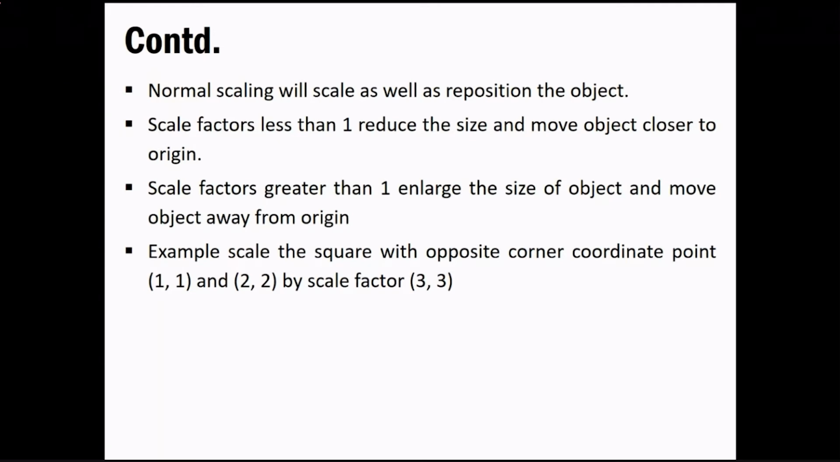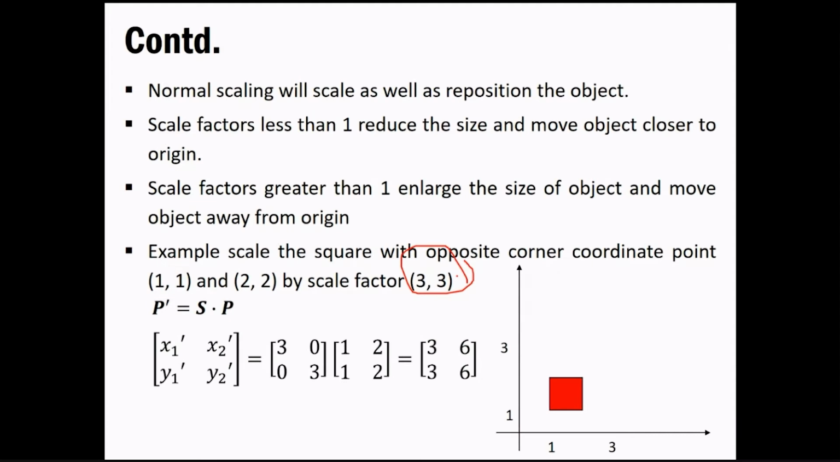Here it says: scale the square with opposite corner coordinates (1,1) and (2,2) by scale factor 3, 3. The scale factor is given to us, that is sx = 3 and sy = 3, so we just need to multiply it in our example. That is, the matrix [3 0; 0 3] from the previous equation, multiplied by the coordinates given to us for the square. So 1 1 and 2 2 become 3 3 and 6 6. If you plot it on your graph, you'll get a bigger version of the original. So this is one thing, that is scaling.